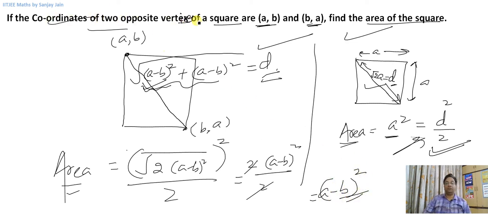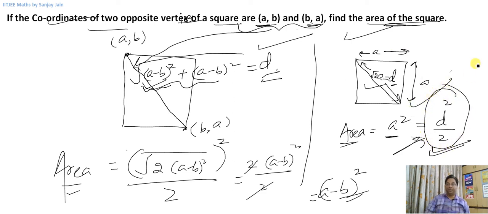If the coordinates of two opposite vertices of a square are given, then the area can be found very simply, because you can find the diagonal very easily by applying the distance formula, and then you can write the area in terms of its diagonal like this, right? So this was another question.